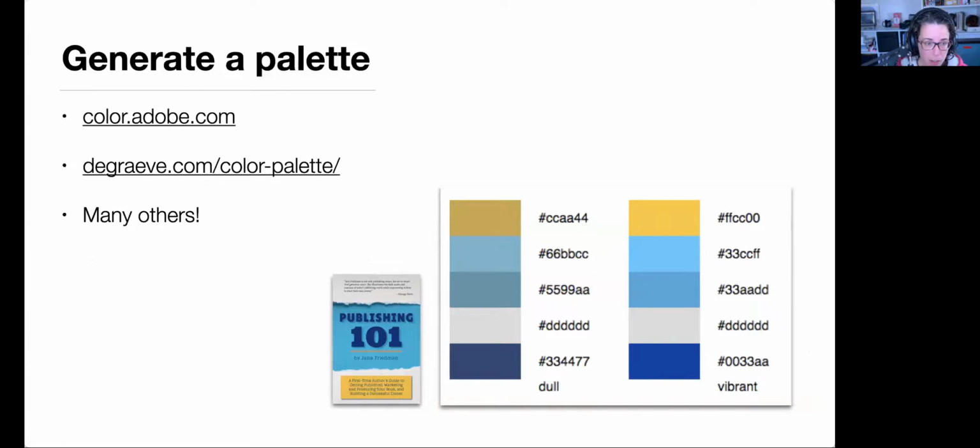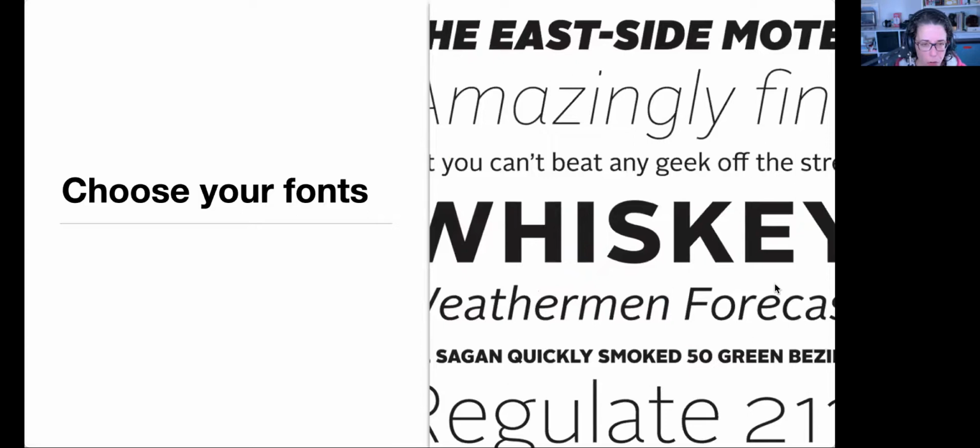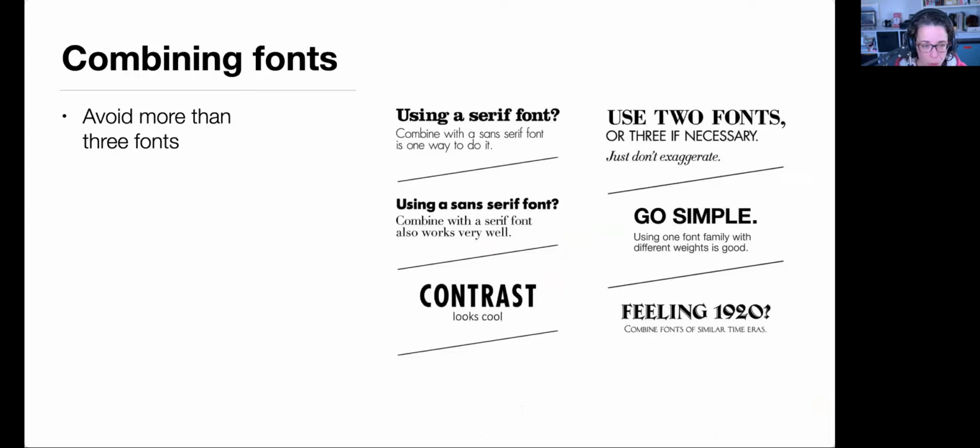I've got a couple examples here on the slide. And then you'll also want to choose the fonts you're going to use and stick to those fonts. Do not keep changing it up to be creative. You want to usually pick one or two, definitely no more than three.